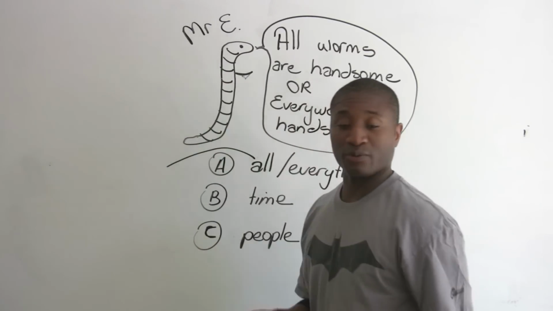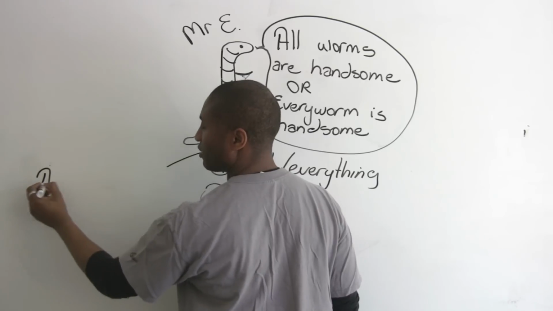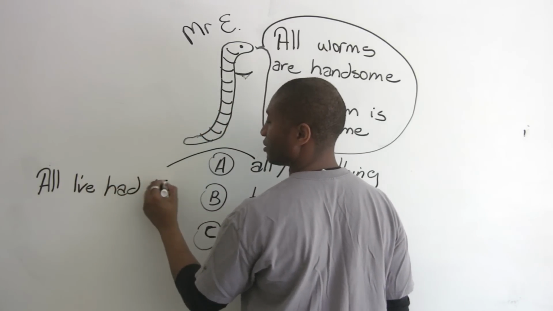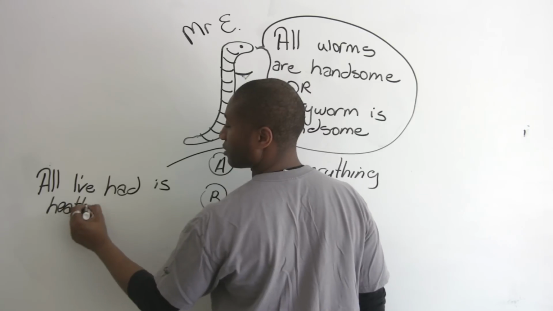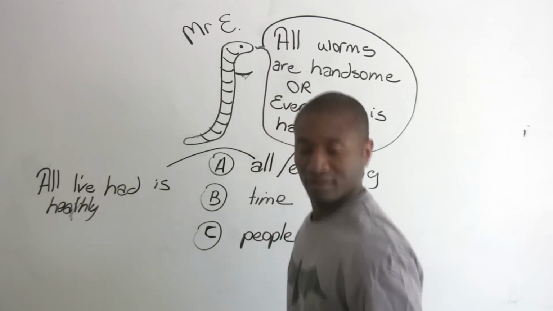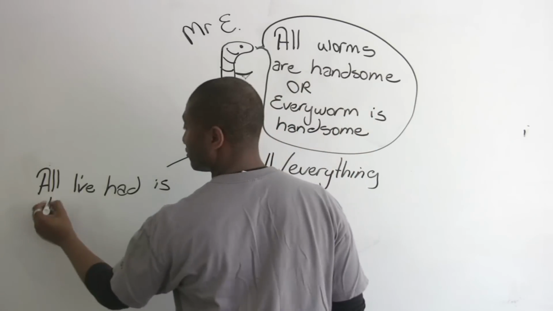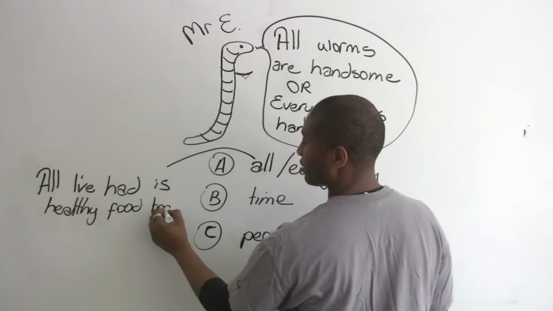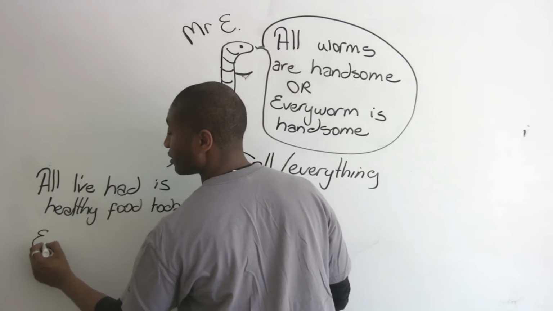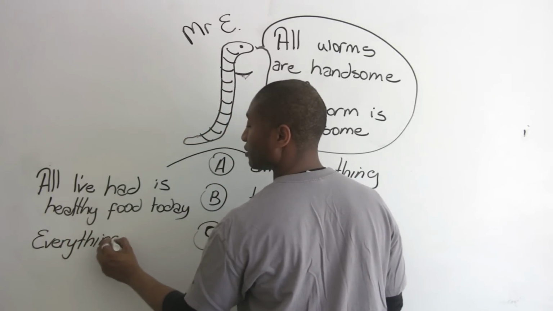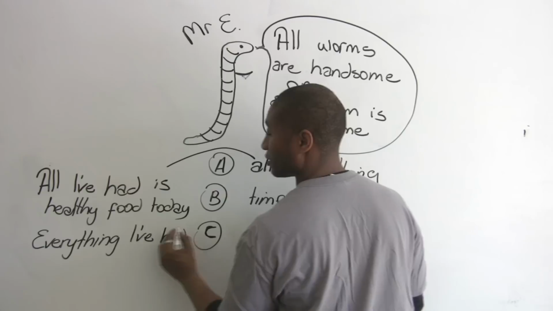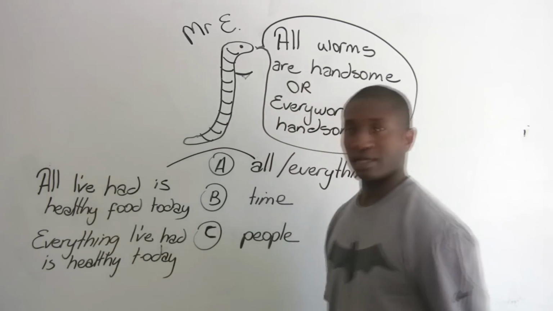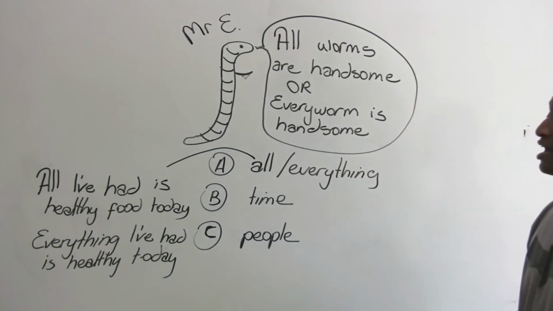Here's something a lot of people say when they're in relationships. Oh, actually, let's say this. I'm sorry. Magic of television is going to go on. All I've had is healthy food today. Or, let's look at that. We've got two statements. All I've had is healthy food today. Everything I've had is healthy food today.